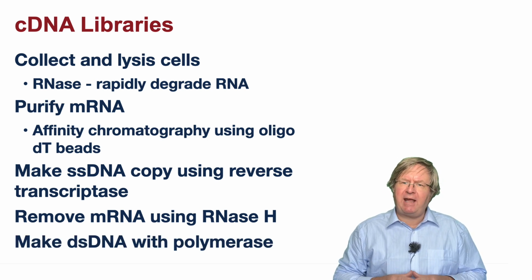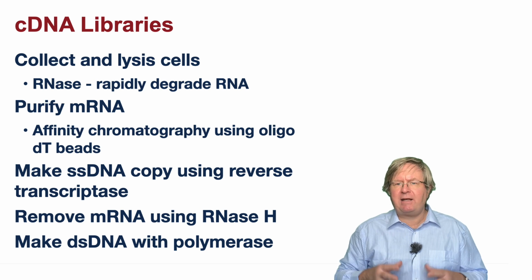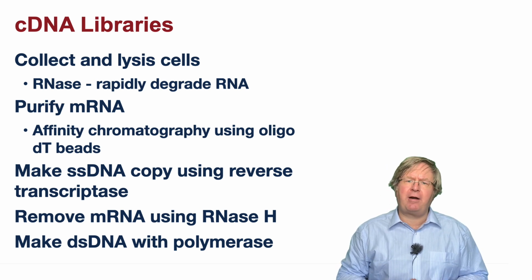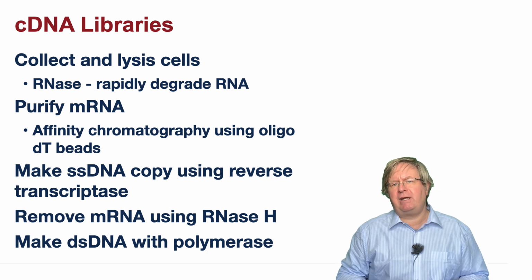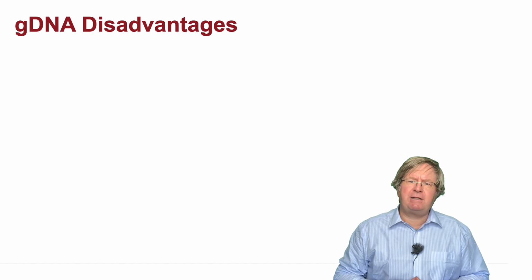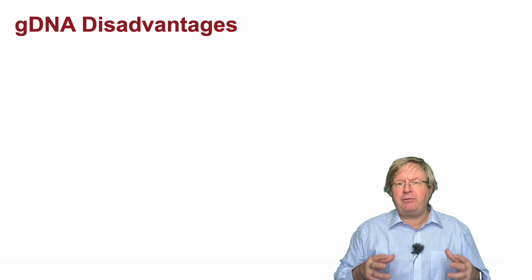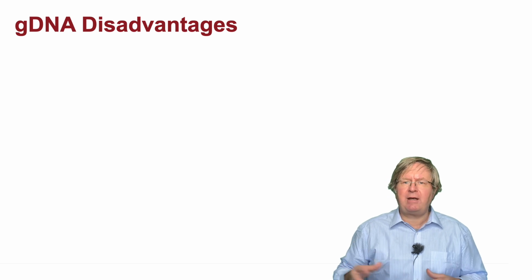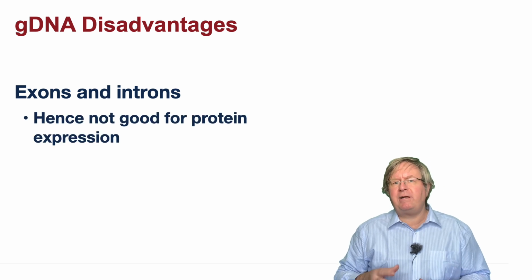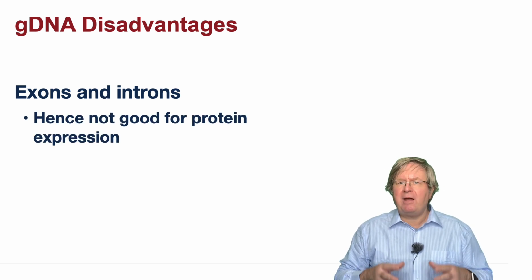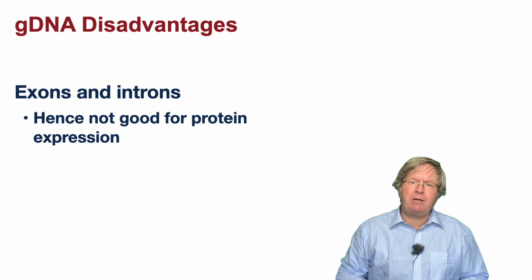If cDNA is so challenging to make and is so dependent upon the messenger RNA expressed by the cell, then why don't we always use a gDNA library? Well, a gDNA library also has some disadvantages. For example, assuming we are in eukaryotes, a gDNA library will contain introns and exons. So if we want to capture a piece of DNA in the lab to produce a protein or work out the messenger RNA sequence for a protein, then a gDNA library will not work.